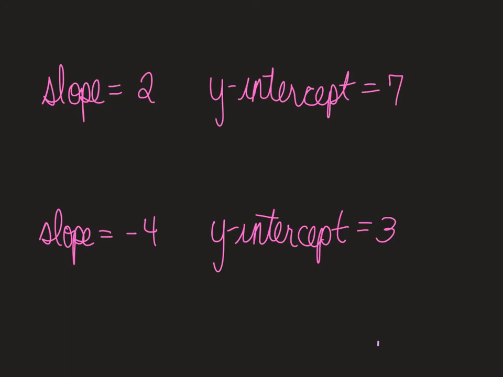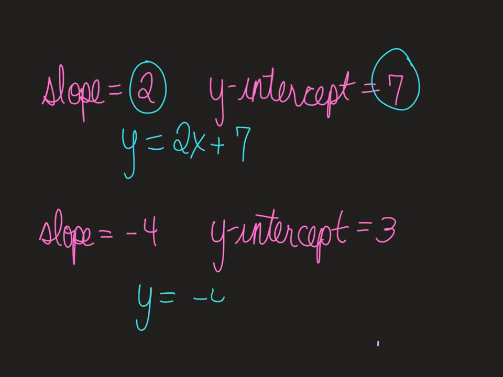Okay, remember the book can give us information that looks like this written out, and they want the equation. So I know it's going to be y equals. This guy goes in as my coefficient. This guy goes in the back. That looks weird. I better put a plus sign because he's a positive 7. Okay, you try the next one before I write it. Y equals negative 4x plus 3.